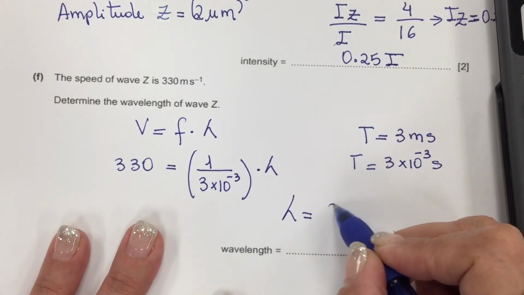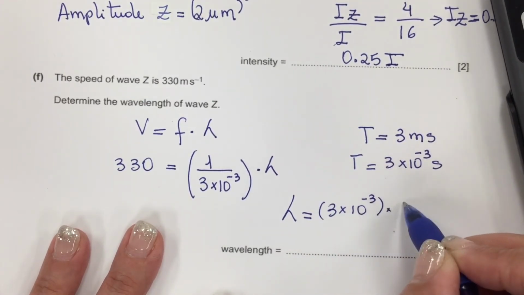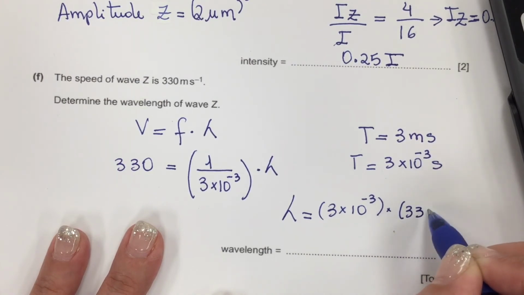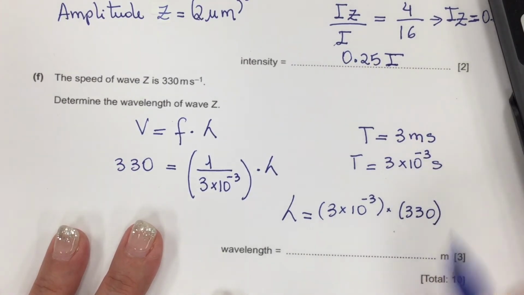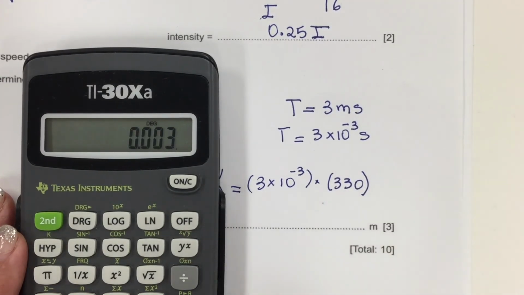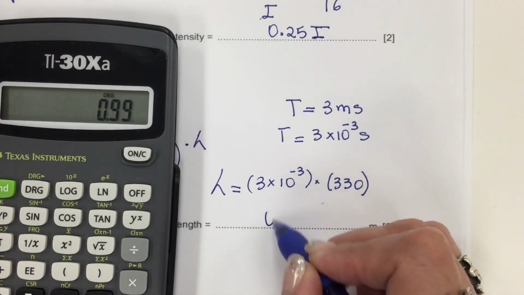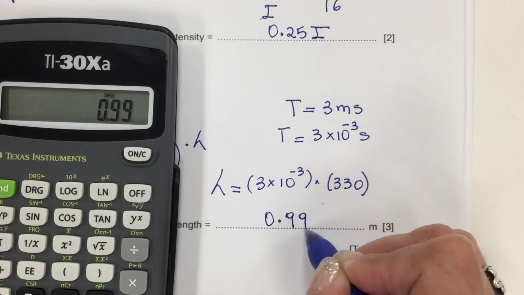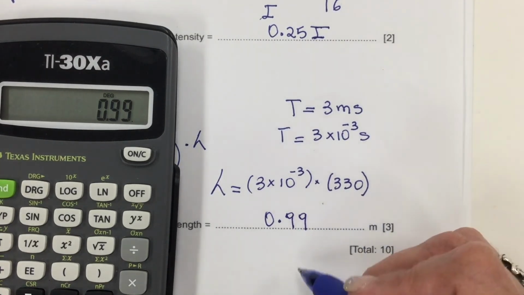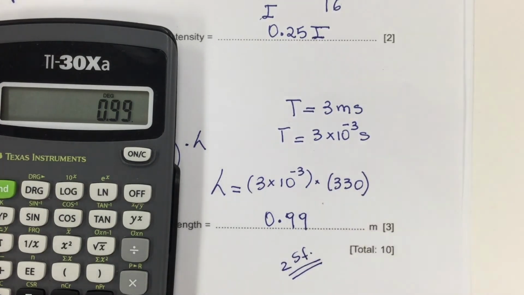3 times 10 to the minus 3 times 330. 3e negative 3 times 330 is a wavelength of 0.99 meters. Two significant figures for the final answer. That's good.